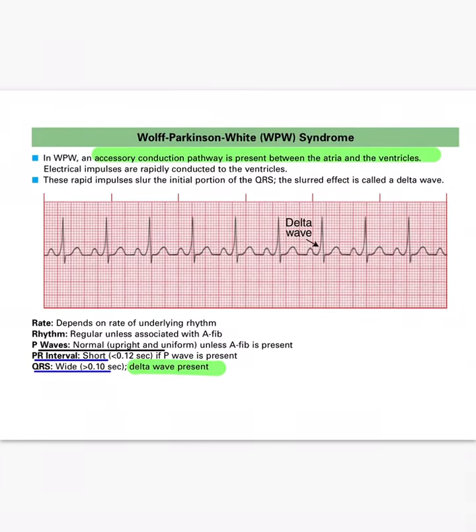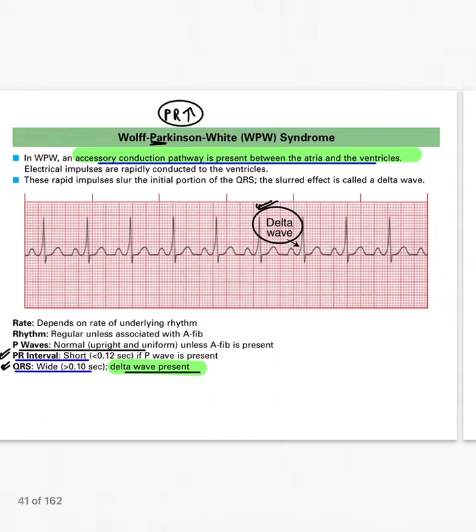Now coming on to WPW syndrome, that is Wolff-Parkinson-White syndrome. In Wolff-Parkinson-White syndrome, there is an extra pathway between the atria and ventricles. When there is an extra pathway, what will happen there, guys? What are the things you need to remember? In Wolff-Parkinson-White, you have the presence of a delta wave. Here the PR interval is short and the delta wave is present. So these are the findings of Wolff-Parkinson-White syndrome. You see the presence of the delta wave here.